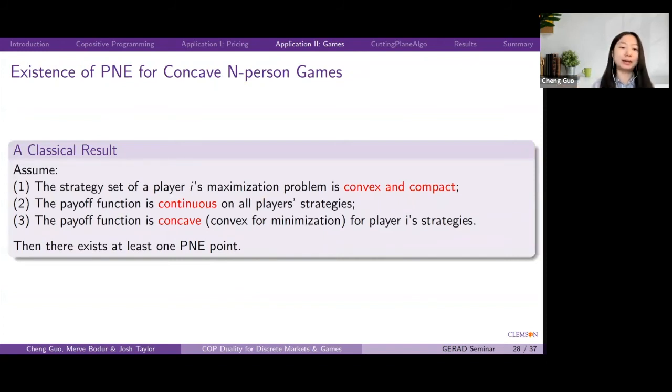I think anyone who has studied game theory should be familiar with this theorem, which says that if each player has a strategy set that's convex and compact, and if their payoff functions are continuous, and if the payoff function is concave in the maximization case and convex in the minimization case, then there should exist at least one pure strategy Nash equilibrium point. This is a result from the 1950s and a very classical result. And now because we have a convex problem, we can extend this result for our case.